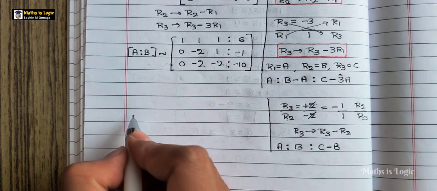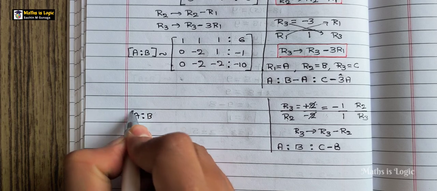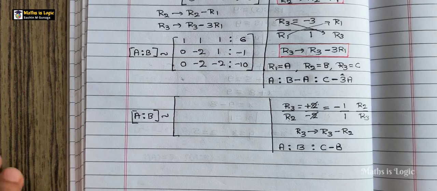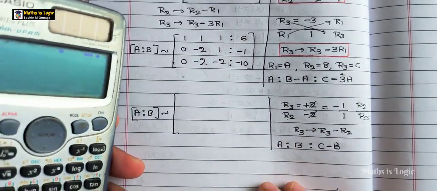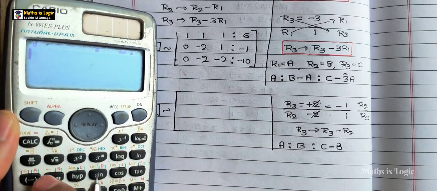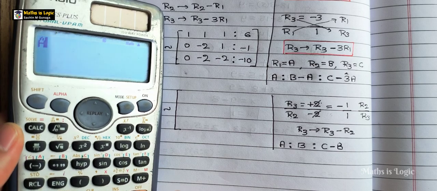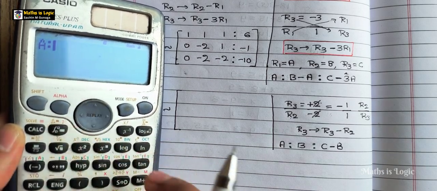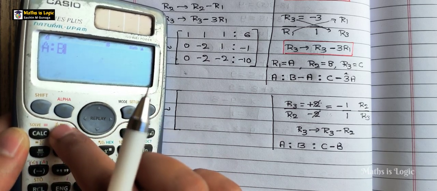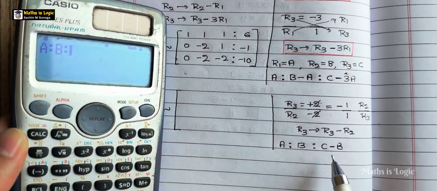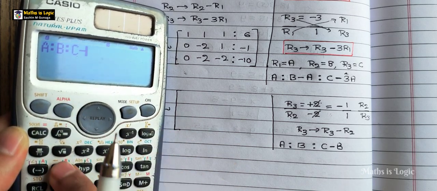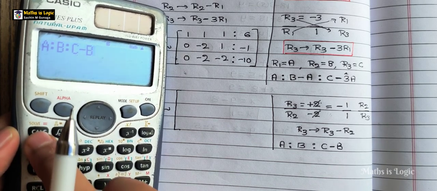Therefore write in matrix form. So first as usual A, how to type A? Press alpha, here it is A, correct? A, next press alpha colon, press alpha, next B, B, press alpha, then colon, next press alpha, C minus, press alpha, then here it is B, C minus B. Then press calculate.